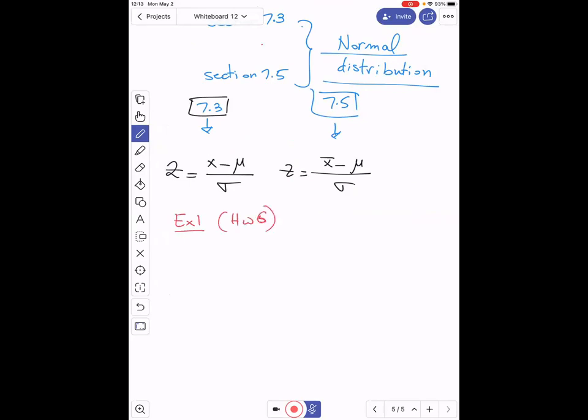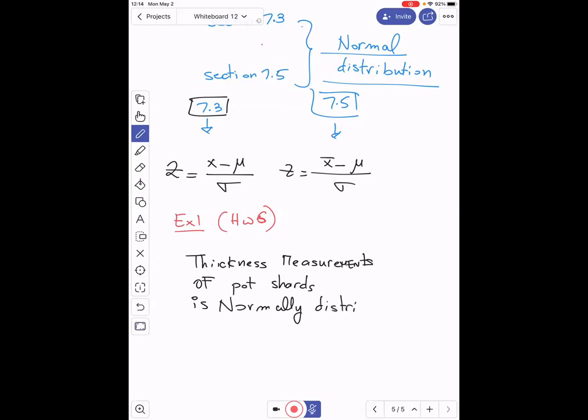Homework number 6, of course. It says there are thickness measurements of Native American port charts, and the thickness is normally distributed. The keyword here is normally distributed. So we have a normal distribution.